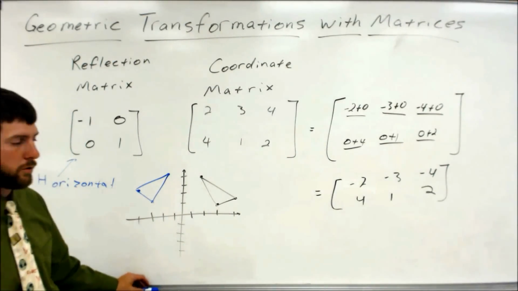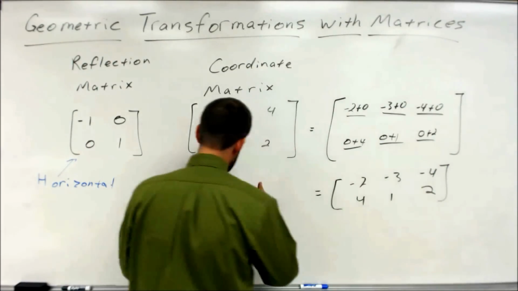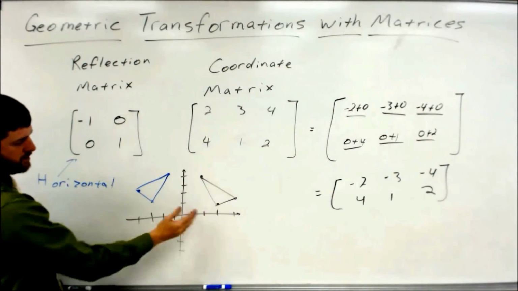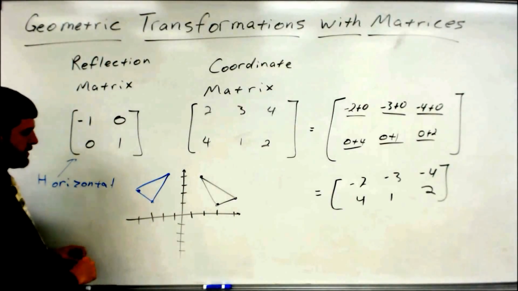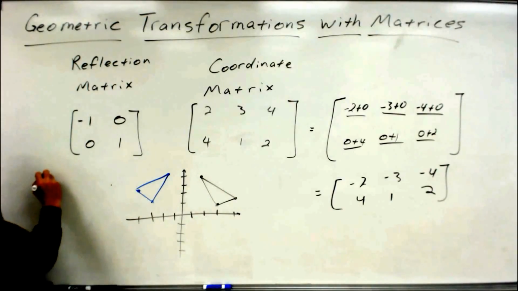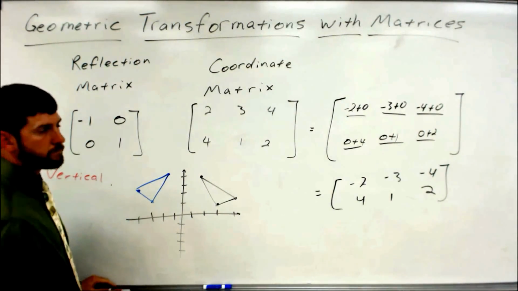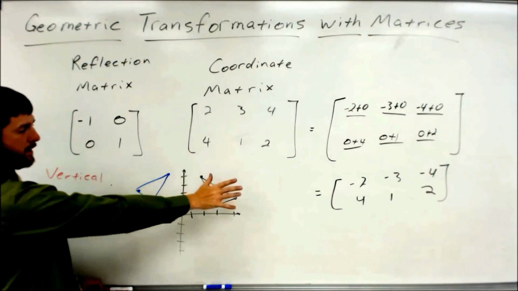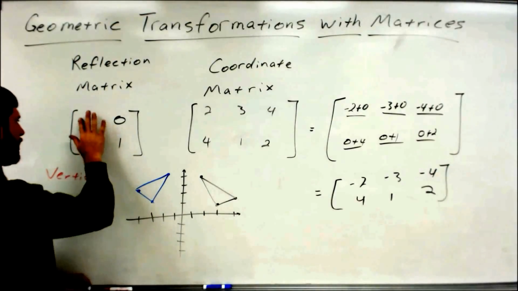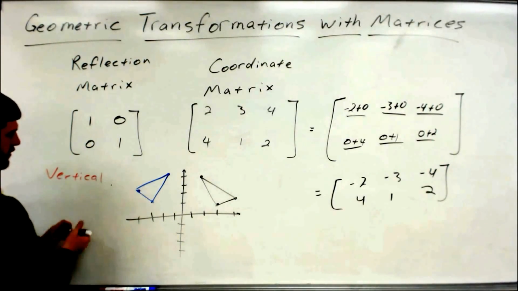Well, what if we wanted to do it vertically? So I wanted to flip this thing down. So if I want to flip it across the x-axis instead of across the y-axis, what needs to change in our reflection matrix so that we can get a vertical reflection? X's are going to stay the same because we're going to stay on the right side of the y-axis. The y's are going to go opposite. So our negative needs to be on the y row.